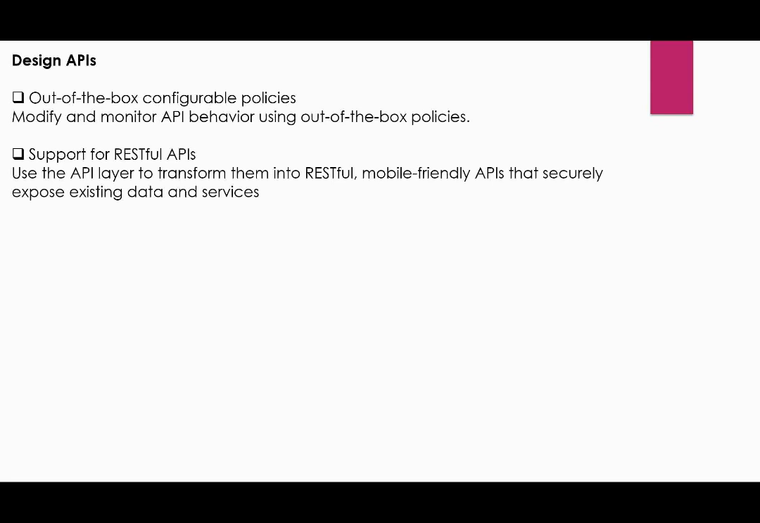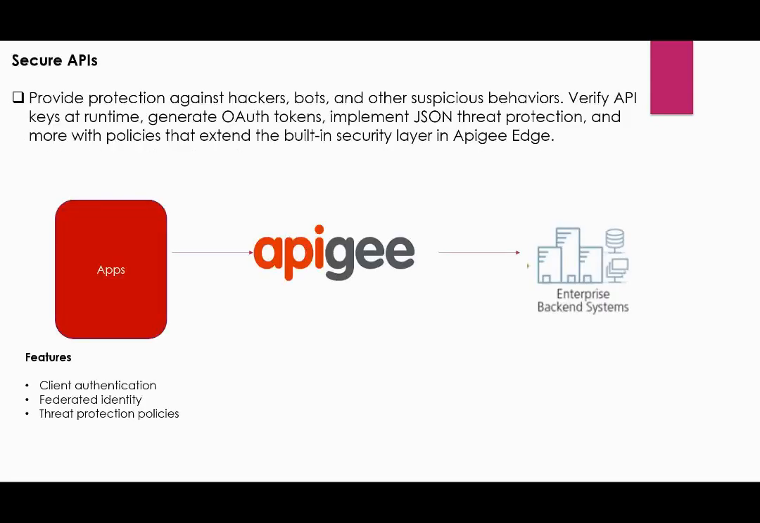For example, you have a SOAP based API from the backend which you wanted to expose as a REST, that is also possible. So you will apply the policy which supports SOAP to REST conversion. To do that, you can expose the backend SOAP API as REST as well. I'll move on to the next slide.